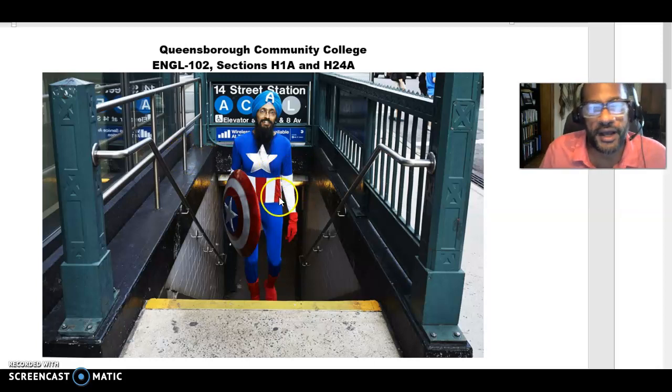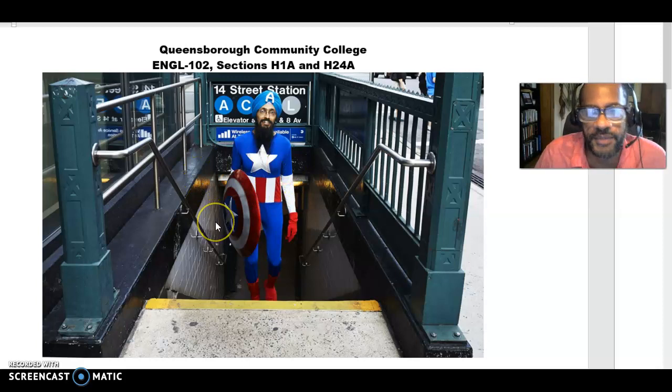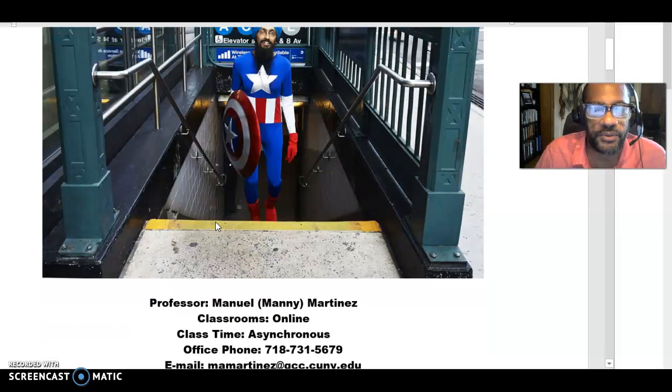So that's why I have the Sikh Captain America, because that's how I want us to think about literature. We're going to be writing about literature, specifically American literature, and specifically about how American literature can help us think about what it means to be American. How can we come up with broader definitions of what it means to be American? So just keep that picture in mind as we go through.